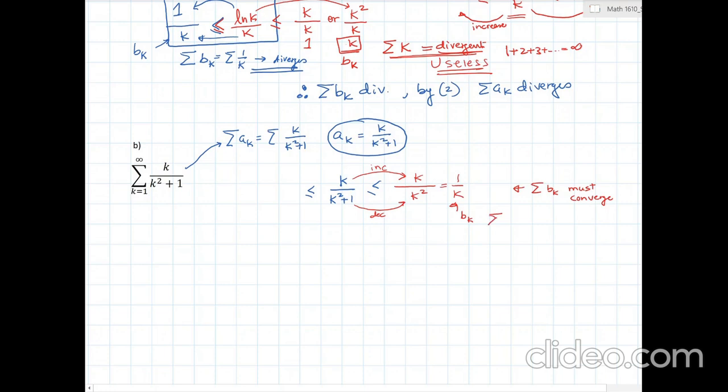So now the question is, what is this series bk? Well, the series bk is the series summing up 1 over k, but this guy we know diverges. Therefore, it's useless. So again, going on this side, on the higher side, is not helping out. So let's try our luck on the other side.